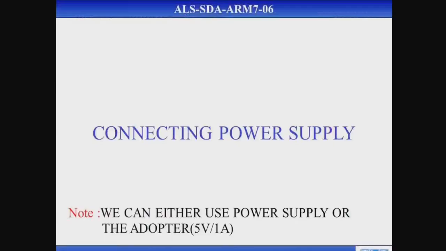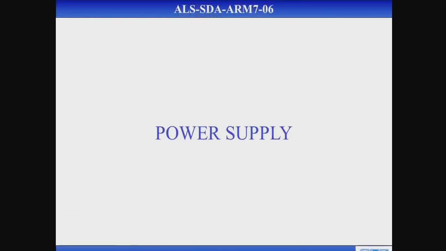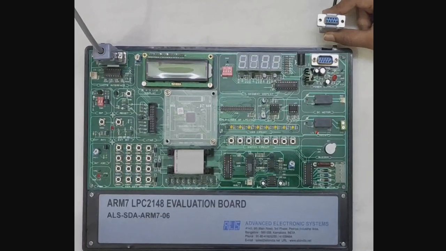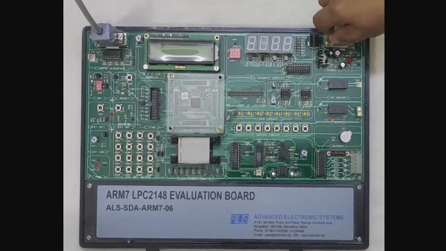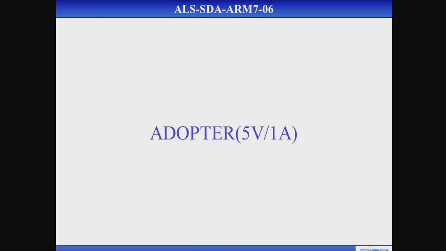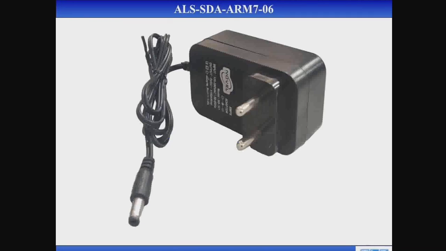Then connect to the power supply using either the adapter or the power supply. This is our power supply, connecting to the power supply connector. So now we are connecting to the power supply connector. Now if you want to use the adapter of 5 volts, 1 ampere, then connect it through this particular connector.